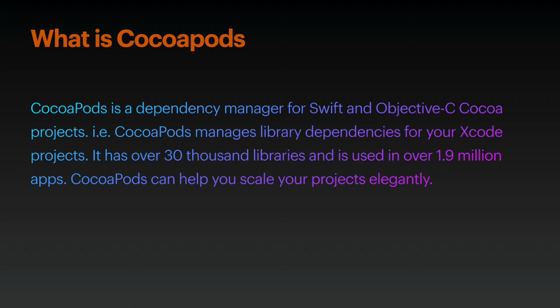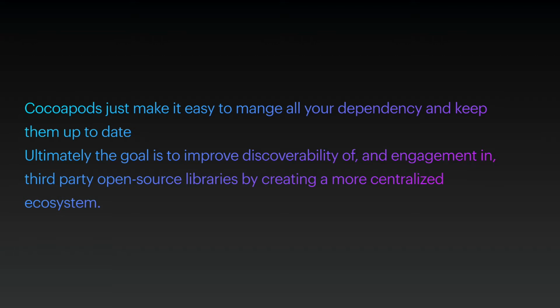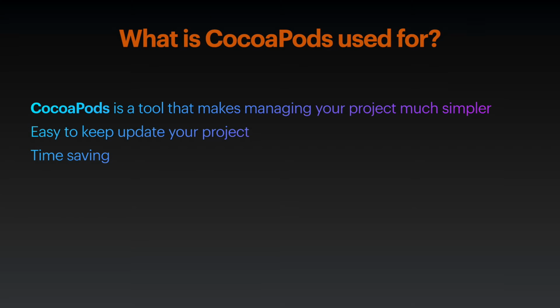The dependencies for your project are specified in a single text file called a pod file. Cocoapods will resolve dependencies between libraries, fetch the resulting source code, then link it together in an Xcode workspace to build your project. Cocoapods just make it easy to manage all your dependencies and keep them up to date. Ultimately, the goal is to improve discoverability of and engagement in third-party open source libraries by creating a more centralized ecosystem.